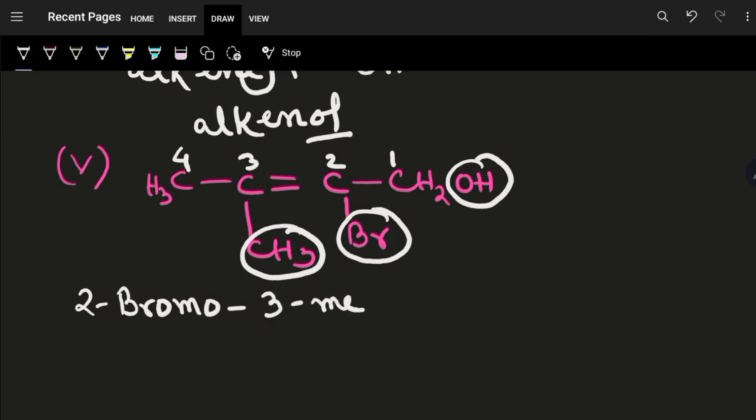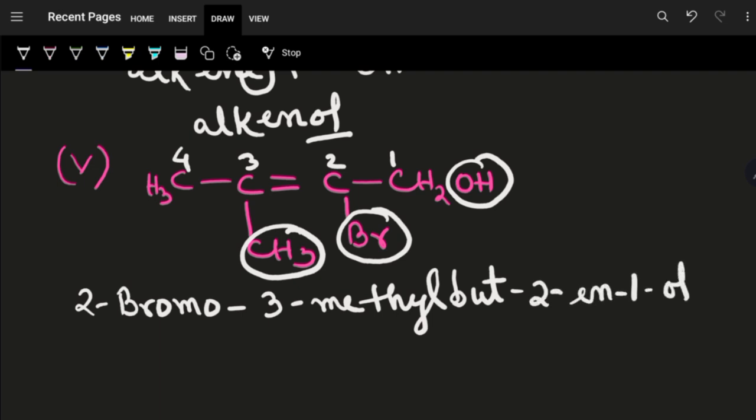And there are 4 carbon atoms. But system with a double bond. Butene system. Double bond is at position 2, 3. So but-2-en-1-ol. Here we can also write 2-enol. If I don't write 1, it is 2.